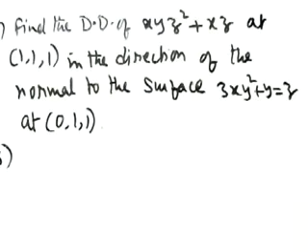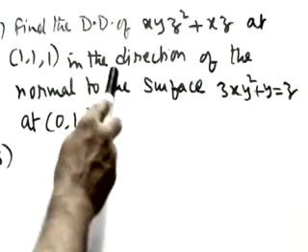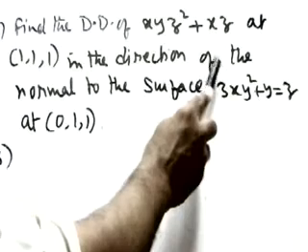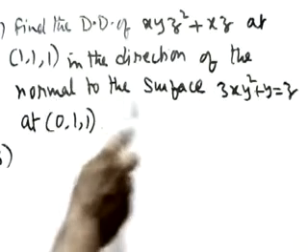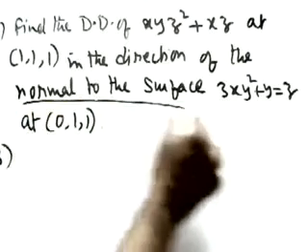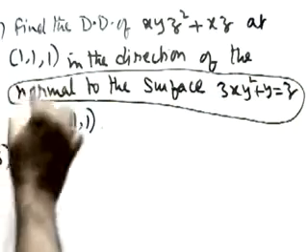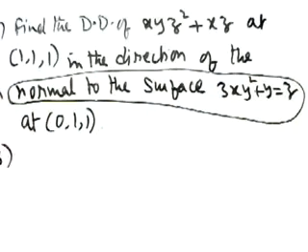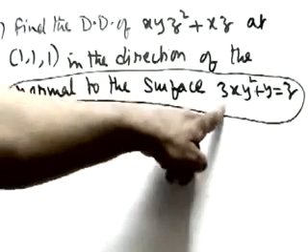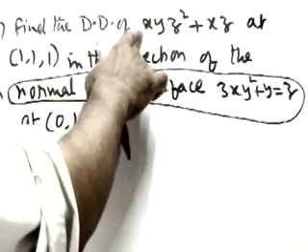Now see here: find the directional derivative of xyz² plus xz at the point (1, 1, 1) in the direction of, here the direction is not directly given, but it is the normal to the surface. So first we have to find the normal to the surface.